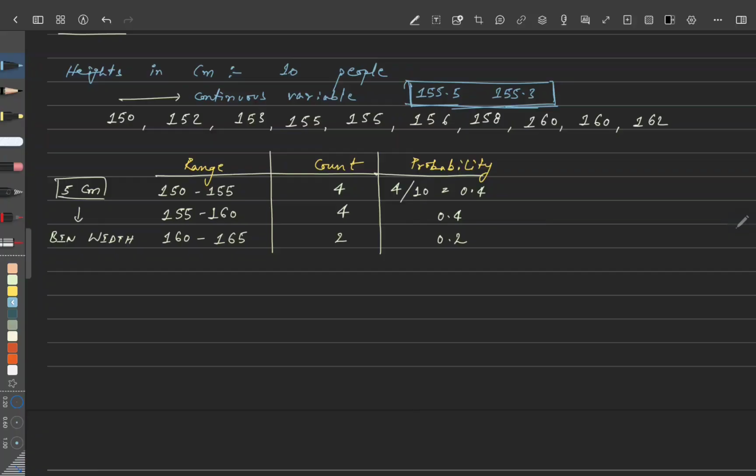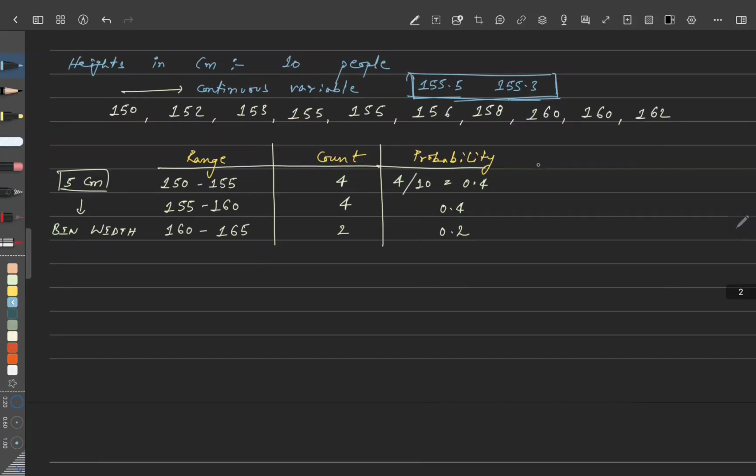Let us add this density column here. Density is nothing but probability per unit length. So what we simply do is divide by the bin length. So the 0.4 probability scaled to per unit length would be 0.08. Similarly, this would be 0.08 and this would be 0.04. We divide each of these probabilities by the bin length, which is 5.